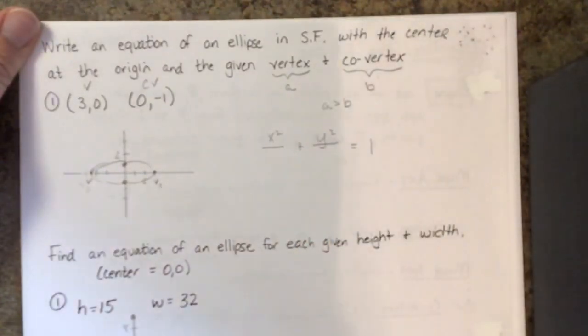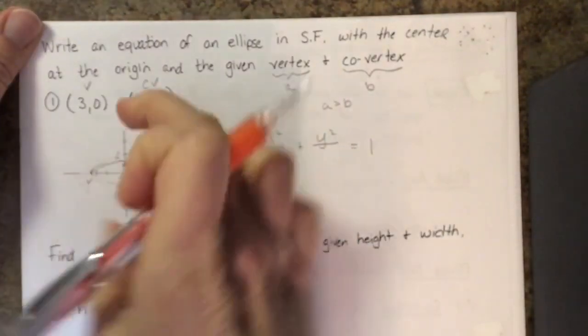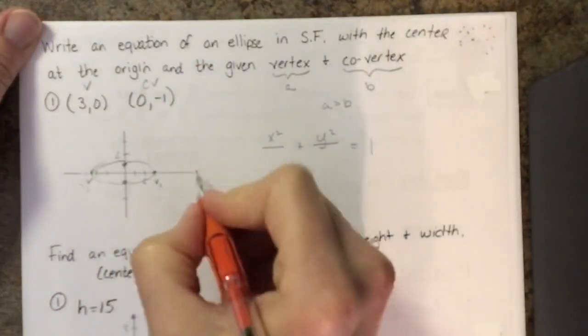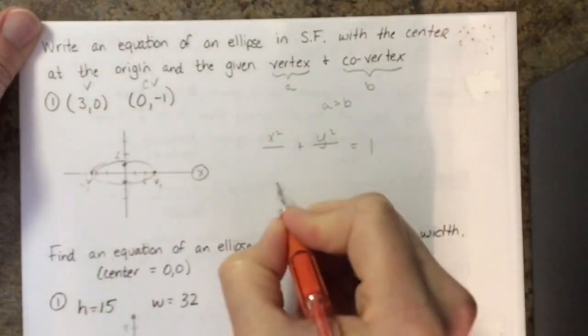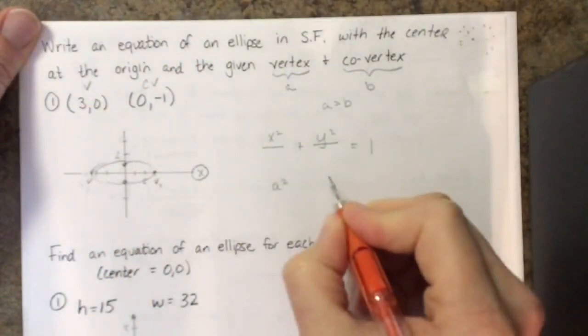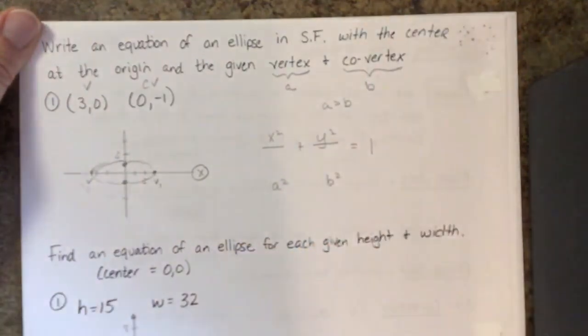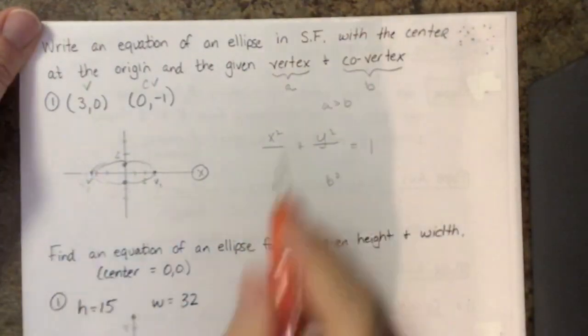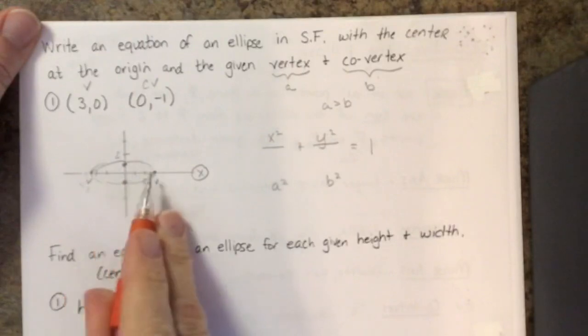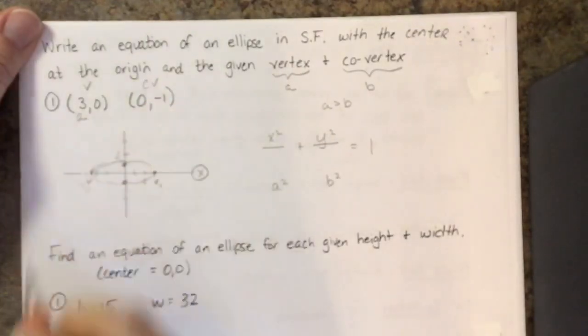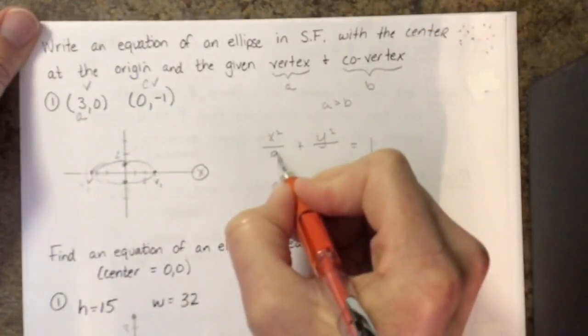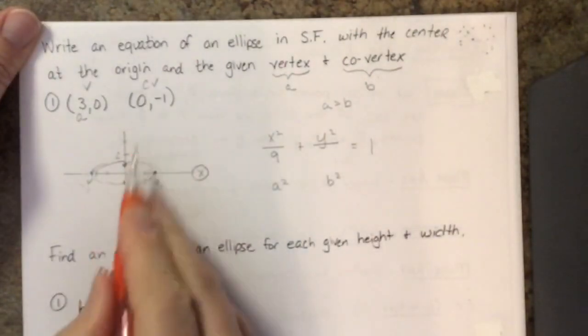All right. What's the major, the x or the y? Well, the major is the longer one, so the x. That means my a squared goes under x squared. B squared goes under y squared. A is the distance from the center to a vertex. A is 3, so we square that. That's 9.